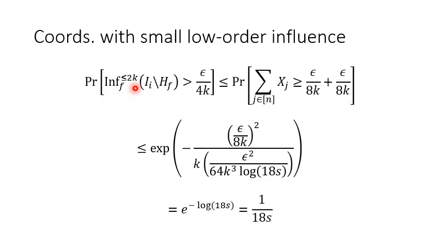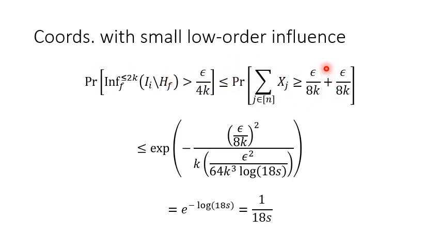Previously, we've seen that this influence is smaller than this sum of xj's. So if this influence is bigger than this value, this sum of xj's will also be bigger than this value. These are the same values, it's just represented as an addition. So if this event is true, this event is also true. So of course this probability is smaller than this probability.